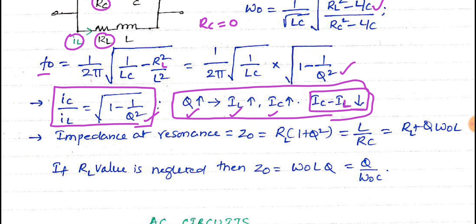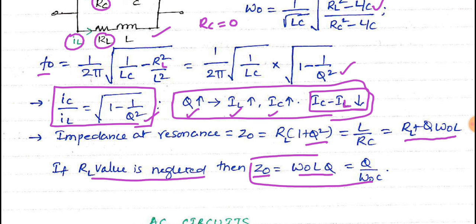Now one more simplification here. The impedance at resonance Z0 is equal to RL into 1 plus Q square. Okay, impedance at resonance for this particular circuit, which can also be written as L by RC, which is equal to RL plus Q into omega naught into L. If the RL value is also neglected, then Z0 is equal to omega naught into L into Q here, impedance. Okay, so this is equal to Q divided by omega naught into C.